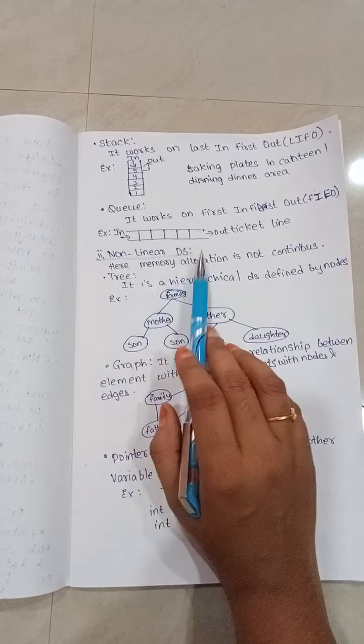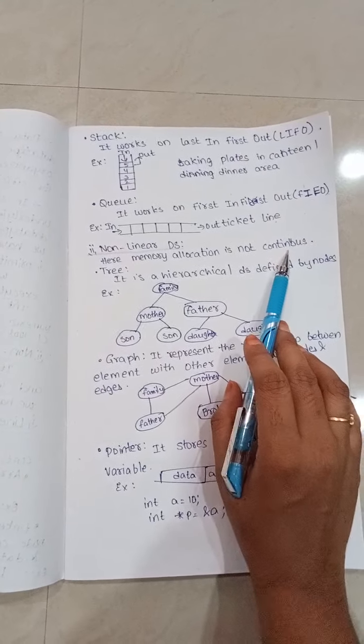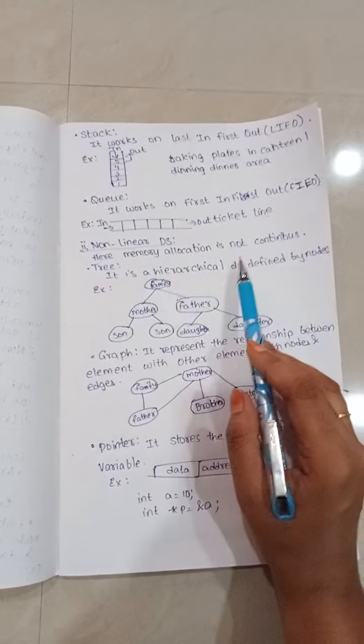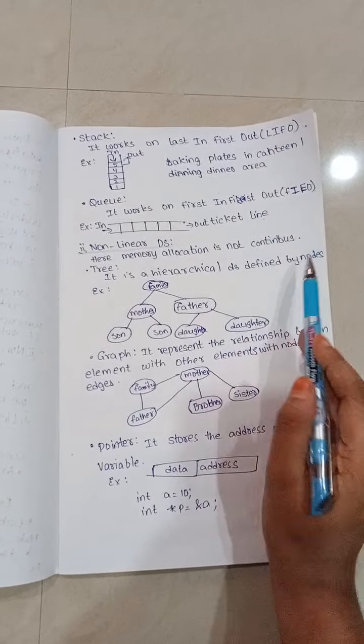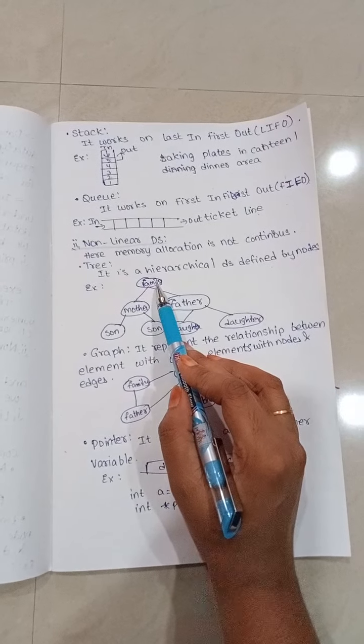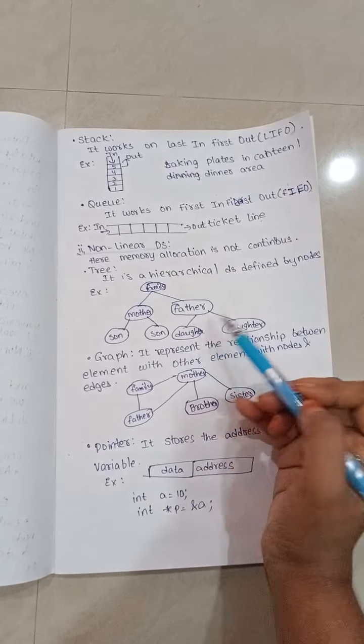Second one is non-linear data structure. Here the memory allocation is non-continuous. It is in random places. For example, a tree. It is a hierarchical data structure defined by nodes. Here we have the nodes format. Here the family is the one node. In this we have mother, father, sons and daughters as nodes.